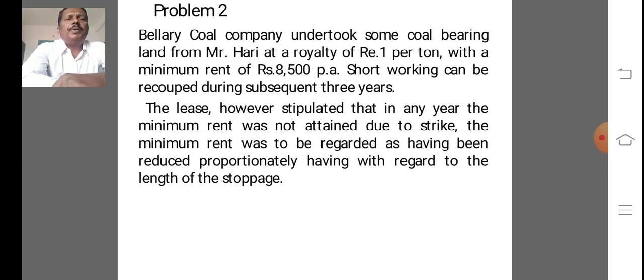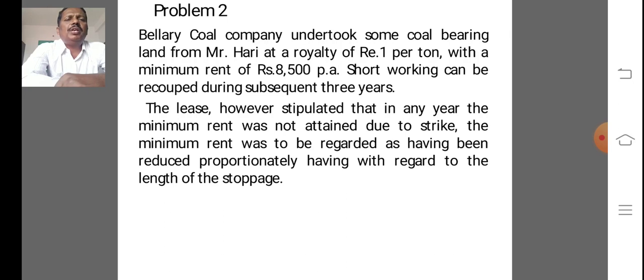Bellary Coal Company undertook some coal bearing land from Mr. Hari at a royalty of rupee 1 per ton, with a minimum rent of rupees 8,500 per annum. Short workings can be recouped during subsequent 3 years.